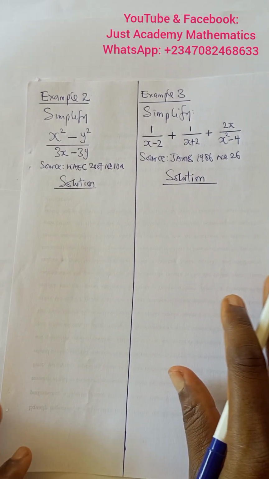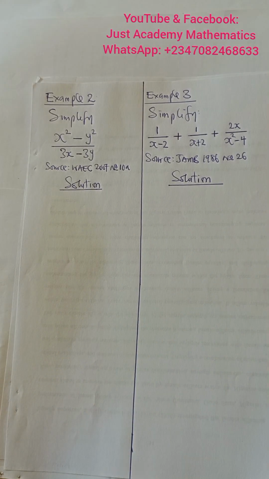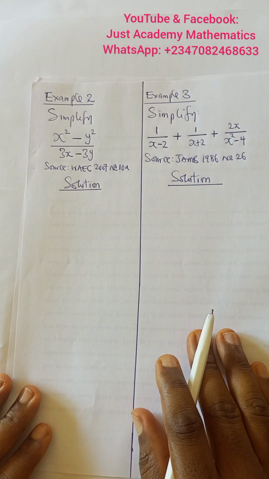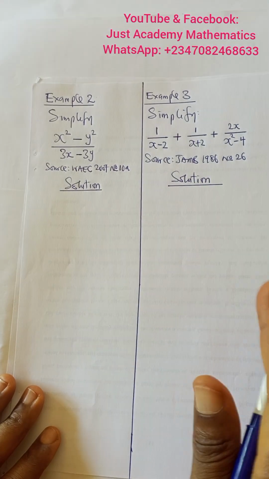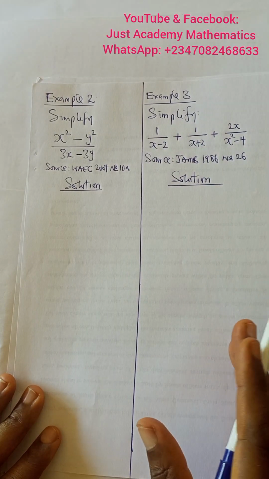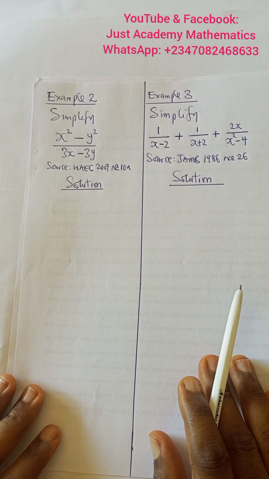Now, look at example 2 and 3 here. For example 2, you see why I decided to treat this here? Because we're going to see a lot of factorization, difference of two squares, all those things we have applied in quadratic, we have treated in quadratic, we are going to see them here.